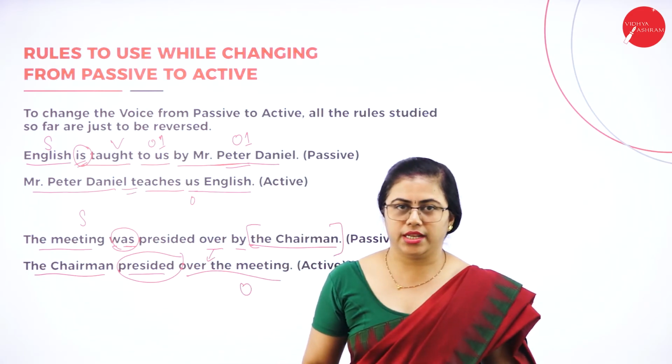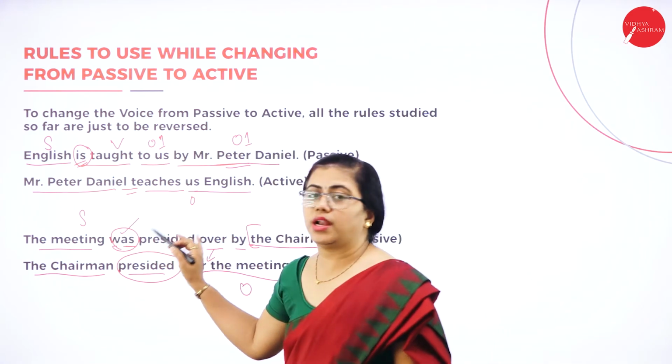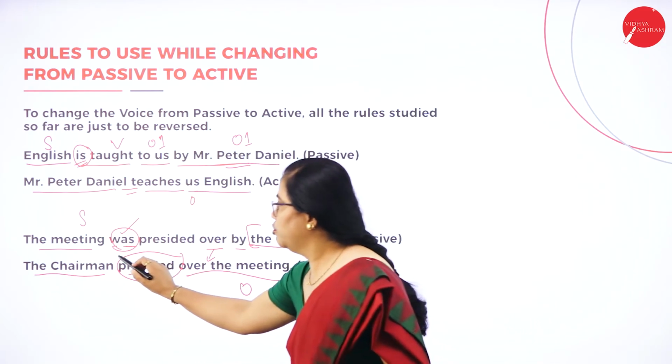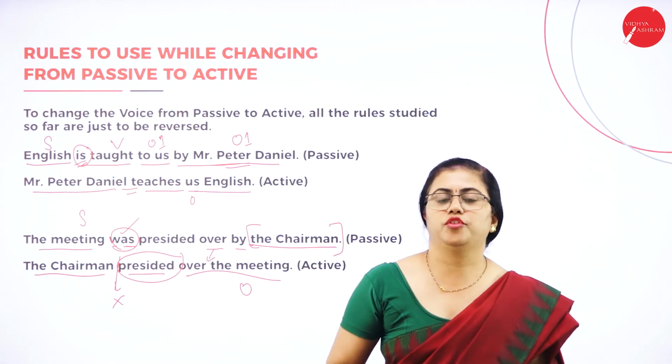That is an auxiliary verb. Similarly, in the next sentence also, this is past tense and you add "was" when you are changing from active to passive, and here you are just removing that. "Was" is not there. Okay. So these things you have to keep in mind.